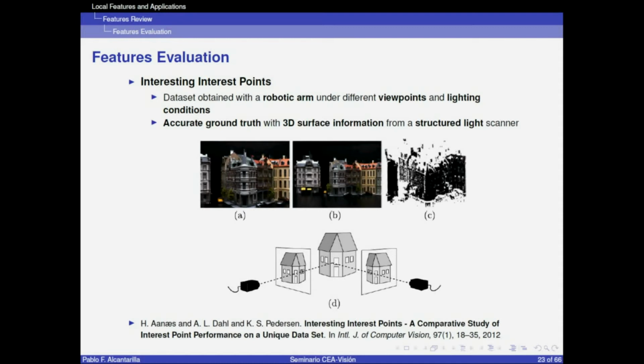This figure shows some examples of the patches from the Statue of Liberty dataset. Another dataset that I really like is the interesting interest points dataset introduced by Aanæs and colleagues in 2012. This dataset provides very accurate ground truth because it was captured with a robotic arm, and they were also using a structured light scanner, so the evaluation already provides a 3D scan for each of the images in the dataset. And also you have many different viewpoints and many different lighting conditions. So this is the ideal dataset in case you want to evaluate a feature detector or descriptor that you want to be invariant against different lighting conditions.